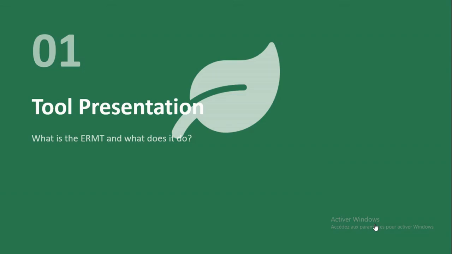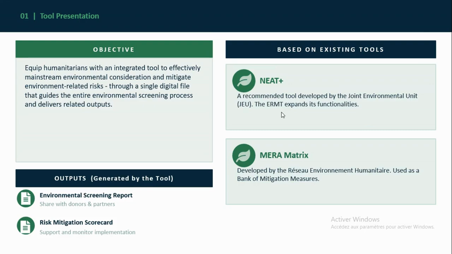Let's start with our first part of the tutorial, which is the tool presentation. We will focus in this part on what is the ERMT and what does it do. First of all, the objective of the tool is to equip humanitarians with an integrated tool to effectively mainstream environmental consideration and mitigate environment-related risk. It does it through a single digital file that guides the entire environmental screening process and delivers related outputs.